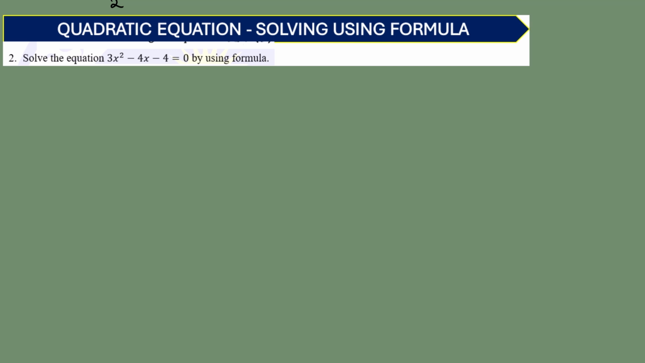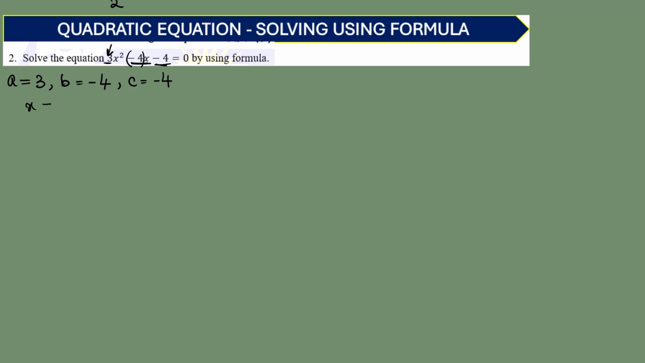Again, let's look at our next question. Here again they have said solve the following equation by using formula. Again it's very easy. So what is your a here? 3. What is b? Minus 4. Remember you have to include the sign. A is the coefficient of x square, b is the coefficient of x and c is the unknown constant. So c is equal to minus 4.